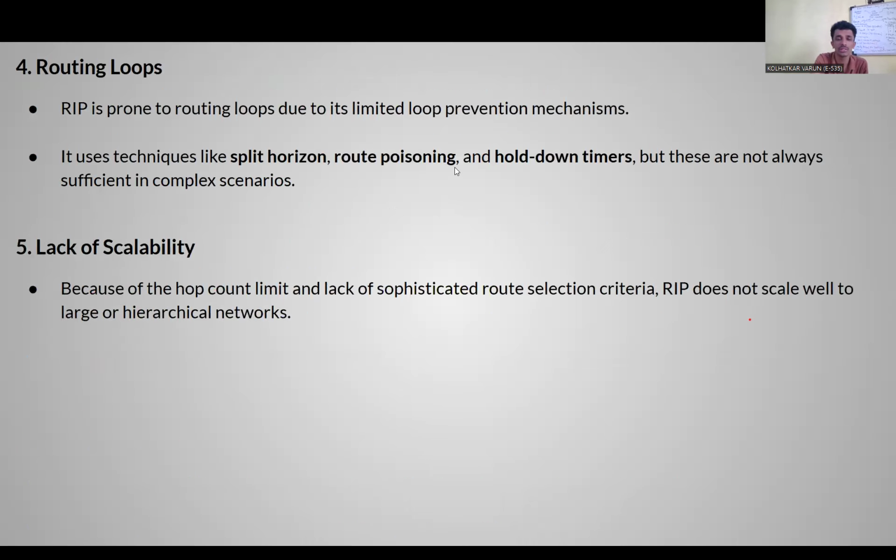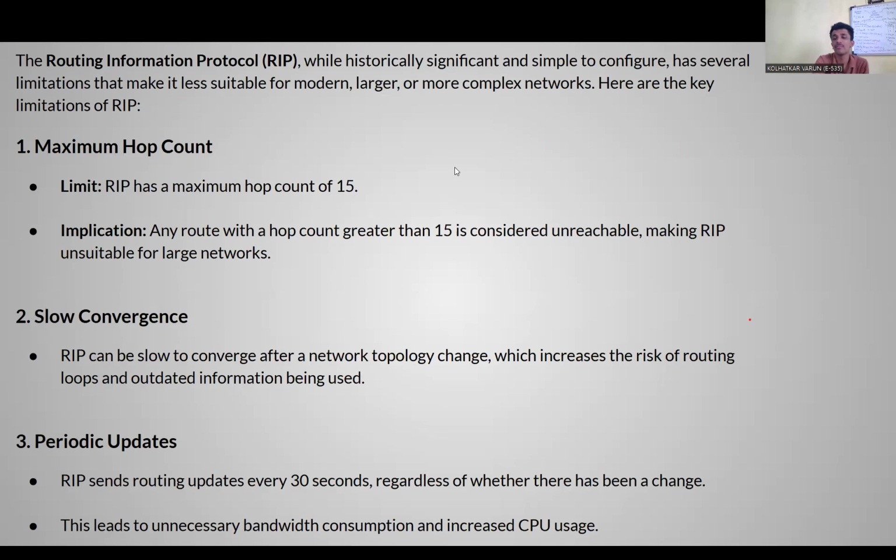RIP can have slow convergence. What does it mean? When we have different topologies, let's take an example. If a hybrid topology is used and we are using this same algorithm, then there are increased chances of the risk of routing loops. And again, as I said, the redundant information can be used repeatedly. So that is slow convergence. Then periodic updates.